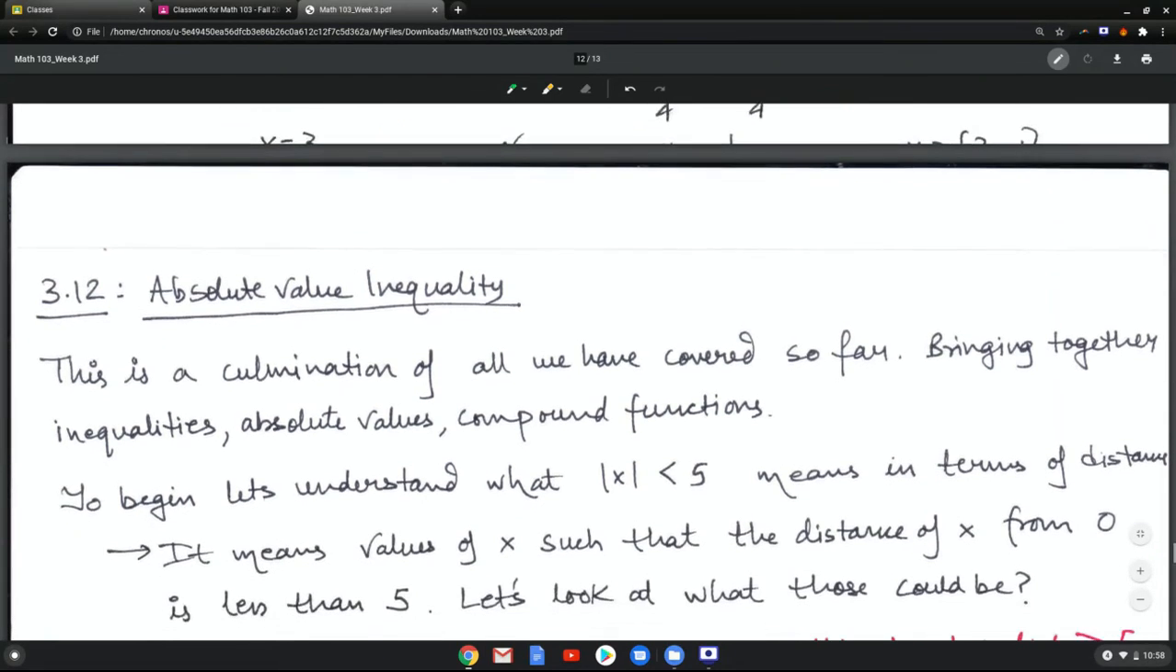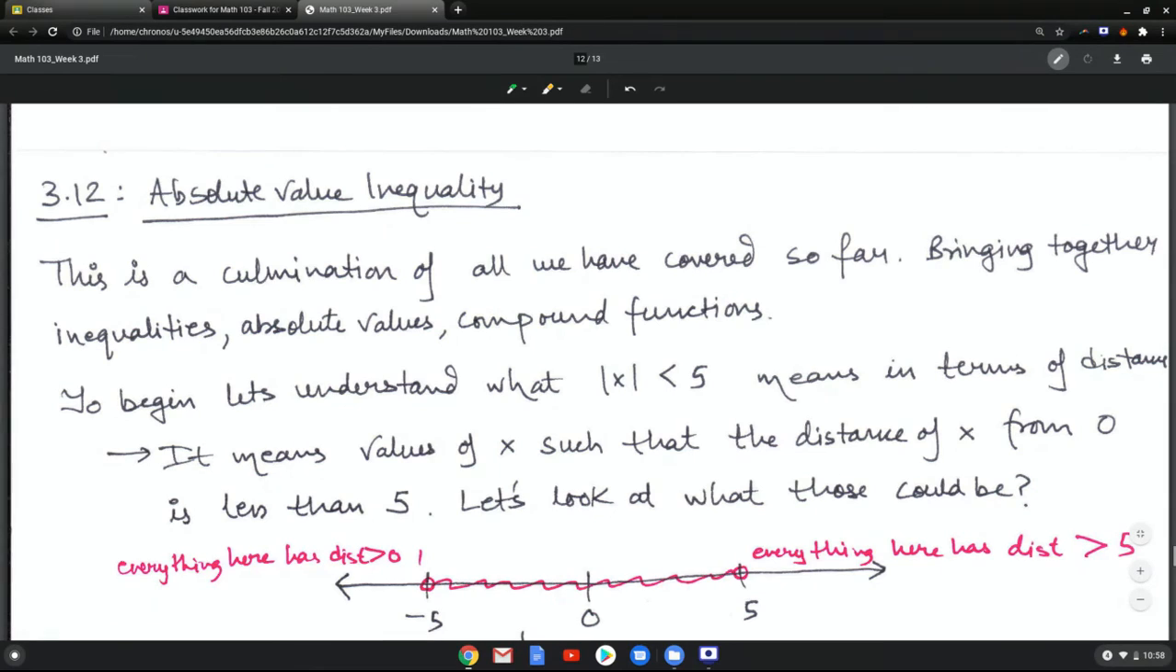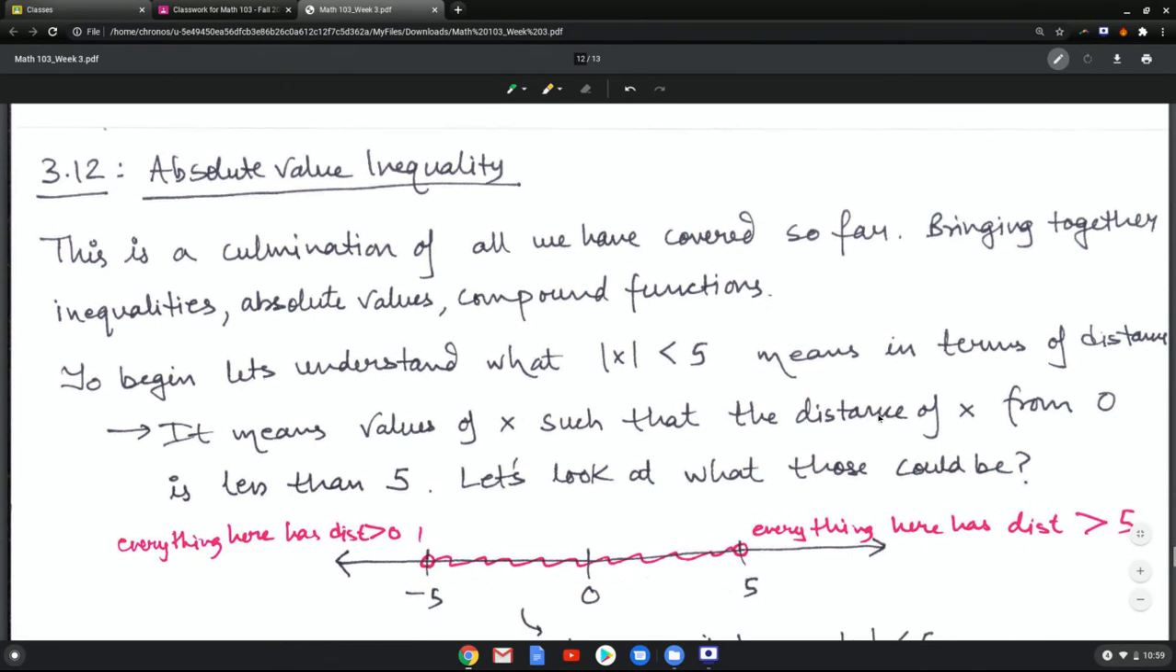Well, now that you've done equality, we can ask about inequality. Absolute value inequality is a culmination of all we have covered so far. It brings together inequality, absolute value, compound functions, etc. Let's try to understand what this term means. Absolute value of x less than 5. In terms of distance, it means the values of x such that the distance of x from 0 is less than 5. What are those values?